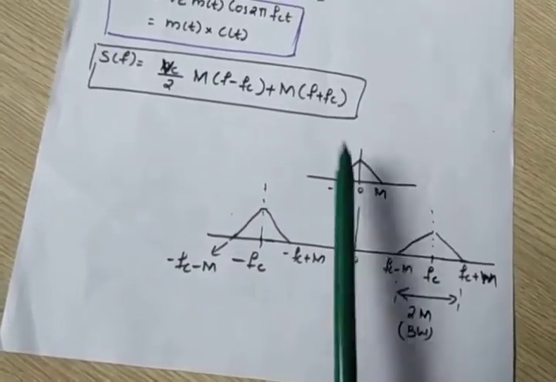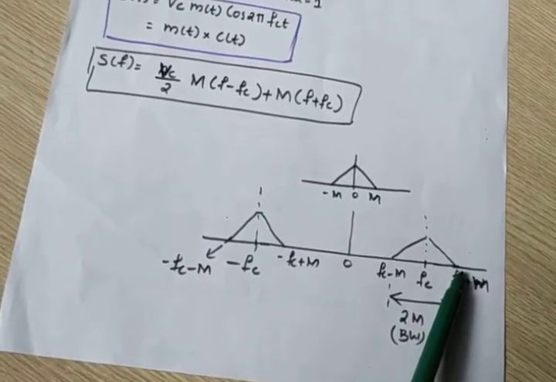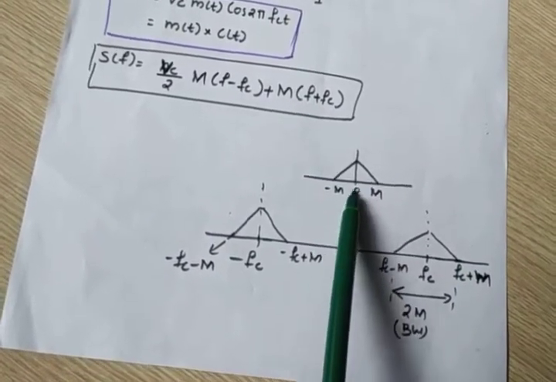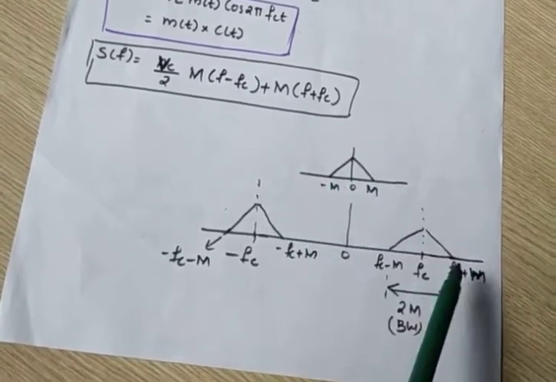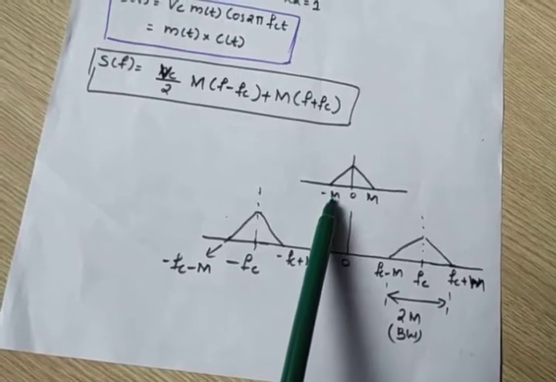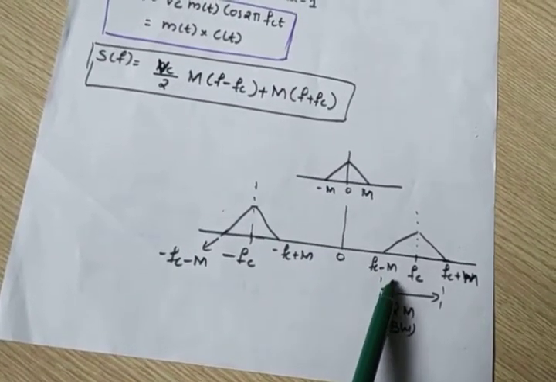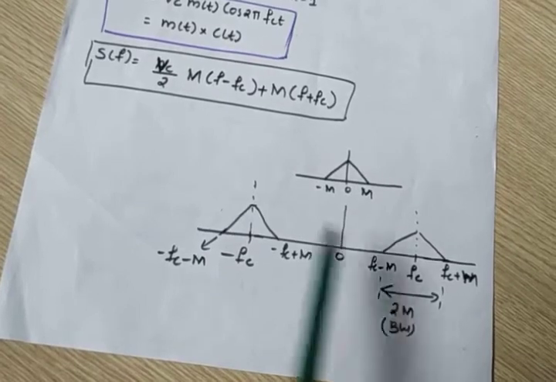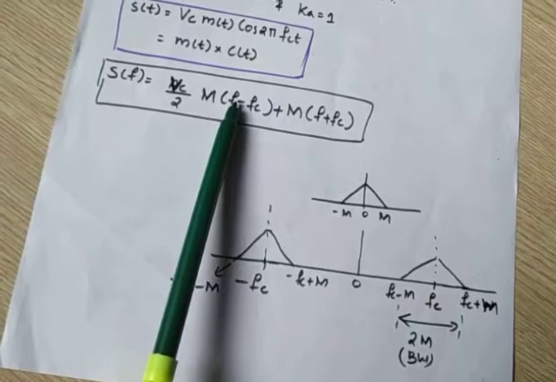Same, 0 plus fc, and what is the highest cutoff? This point here, 0 plus fc. At this point it is fm plus fc. Here minus fm plus fc, so fc minus fm. Okay, like this way. Here you put the entire term 0 minus fc.